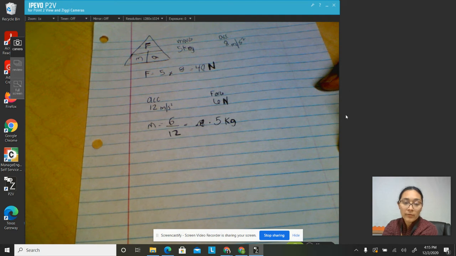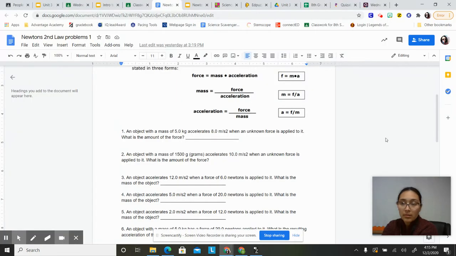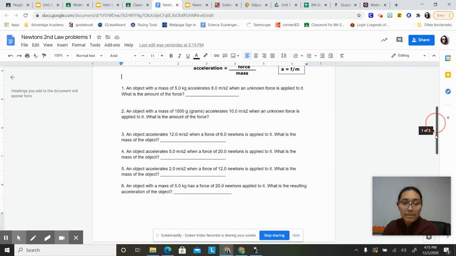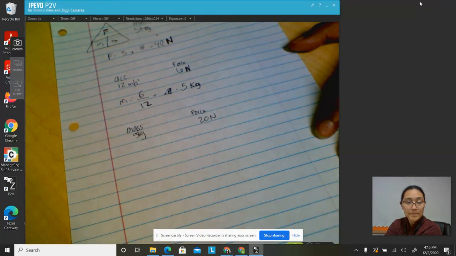Okay, so let's do one more for acceleration. We'll do number 6 right here. It says the object with a mass of 5 kilograms, so I know my mass is 5 kilograms, and a force of 20 newtons. So I know my force is 20 newtons. So now I got to solve for acceleration.